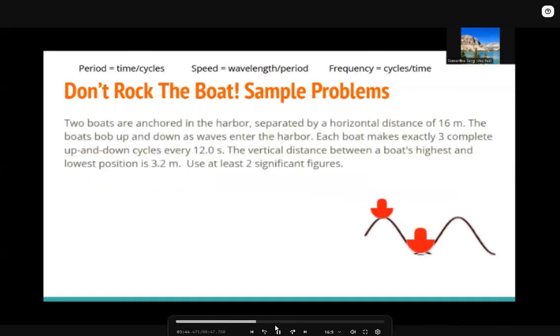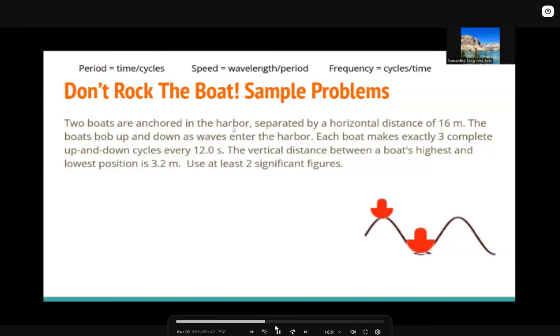So we have the same scenario. It says again, two boats are anchored in the harbor, separated by a horizontal distance of 16 meters. That's great, wonderful. The boats bob up and down as the waves enter the harbor. That's what boats do. Each boat makes exactly 3 complete up and down cycles every 12 seconds. The vertical distance between the boat's highest and lowest position is 3.2 meters. Hopefully we're going to use at least 2 significant figures.